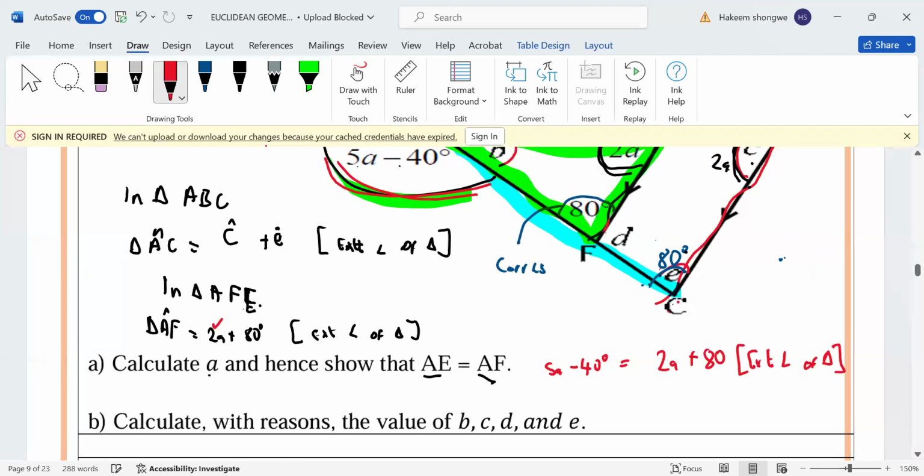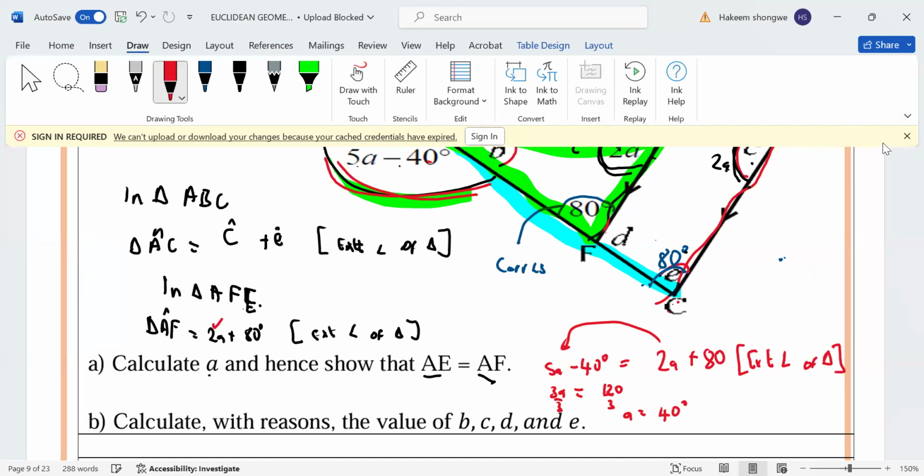We're going to take two things to the other side. And then we're going to have 3A, which is going to be equal to 120. Where do I get 120? 40 plus 8. Okay, and then you divide by 3. You get A to be equal to what? 40 degrees.